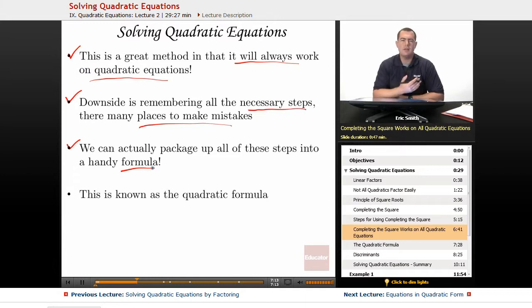That way you don't have quite as many steps to memorize. And this formula is known as the quadratic formula. So that's definitely something you want to know to be able to tackle many more difficult types of quadratics.